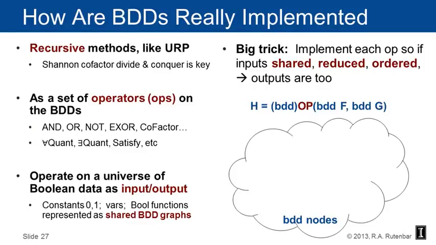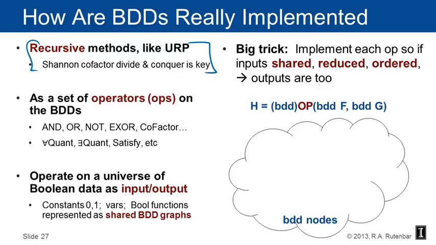BDDs are really implemented with recursive methods, and it's going to be a recurring theme in this class. If you ask me, well, that's a really complicated CAD problem there, Rob. How do you think we're going to solve it? The answer is going to be, I don't know. Can we break it up into 2 pieces, solve them recursively, and then glue the answer back together? And the answer, maybe 9 times out of 10, is going to be yes. So even for BDDs, the trick is there's some Shannon cofactor divide and conquer kinds of things.